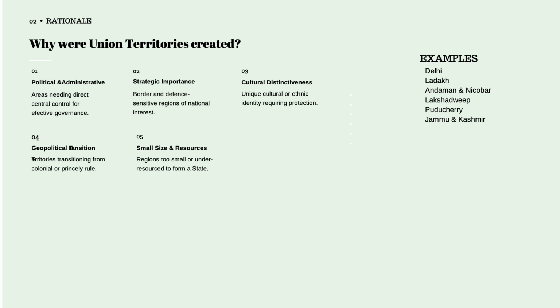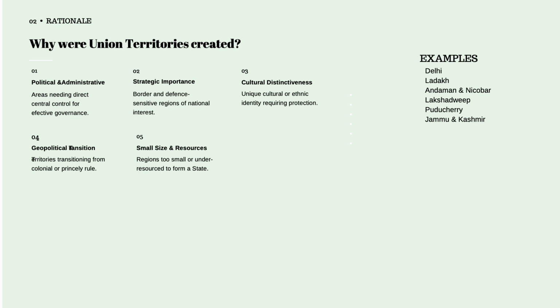I hope it's visible. Why were union territories created? Number one, for political and administrative reasons. Areas needing direct central control for effective governance. Now you understand that. And second, strategic importance: border and defense sensitive regions of national interest, Andaman and Nicobar Islands being one example, Daman and Diu as well, Lakshadweep as well.